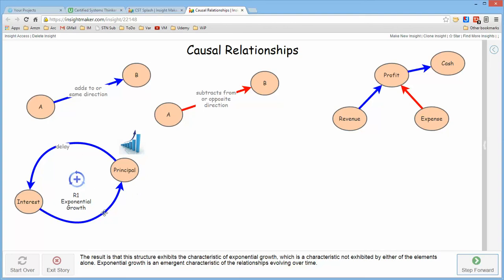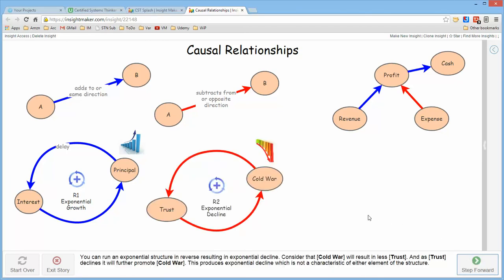Now you could actually run a reinforcing structure in reverse. Consider that the Cold War reduces trust, and trust itself decreases the Cold War, so that this is an exponential decline structure.